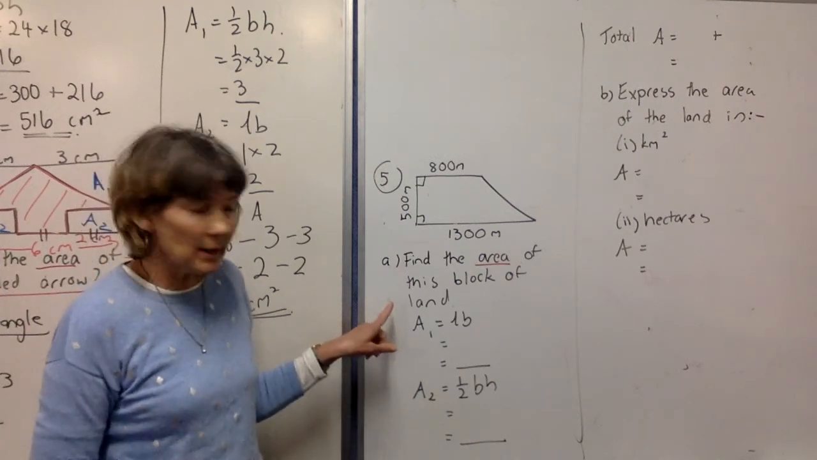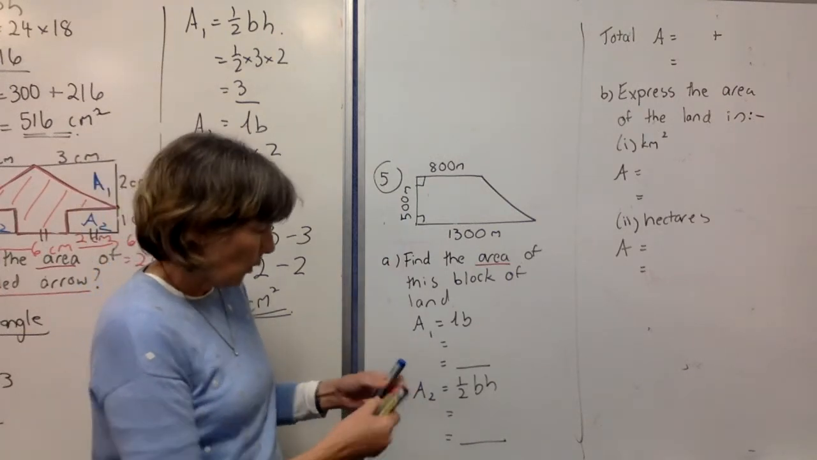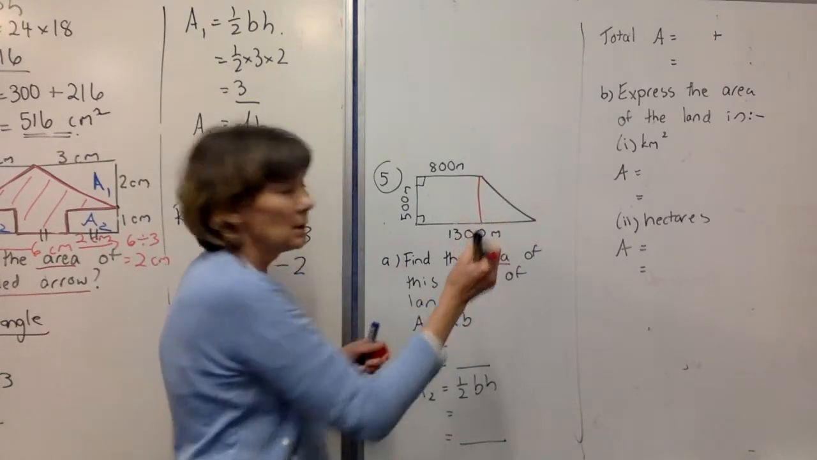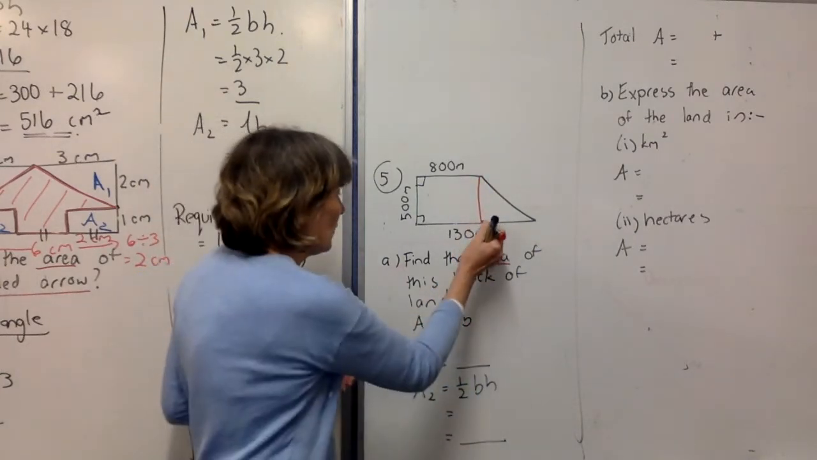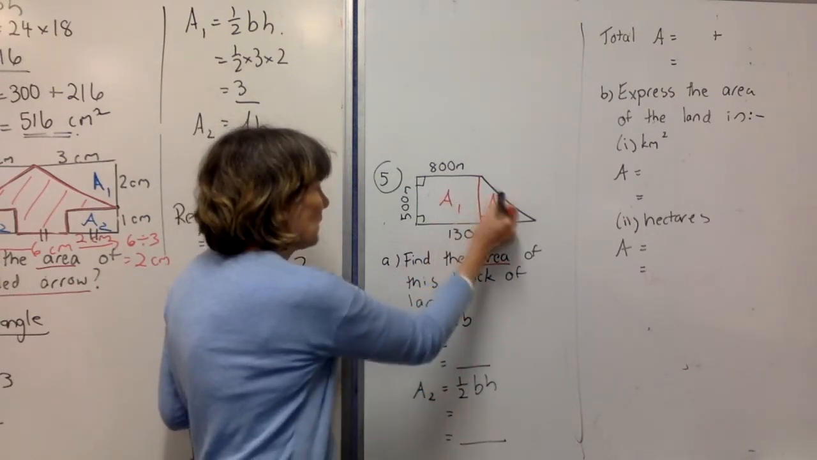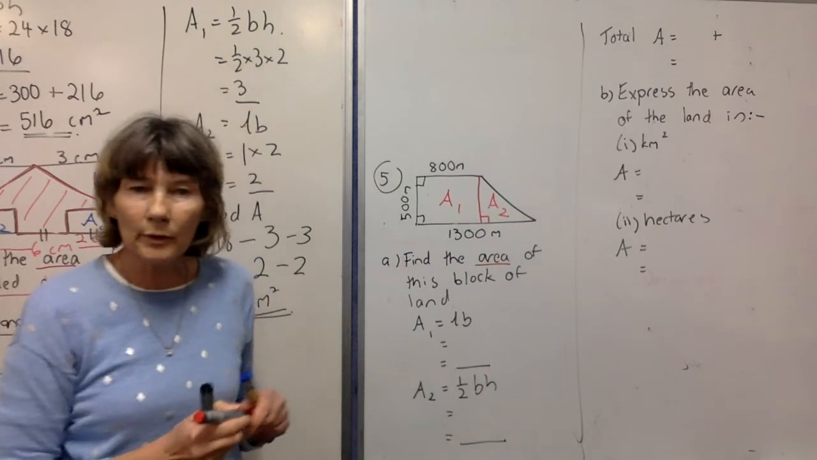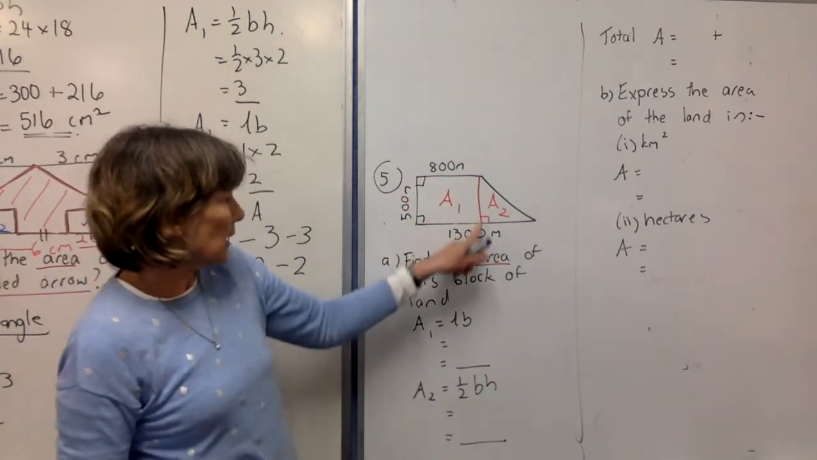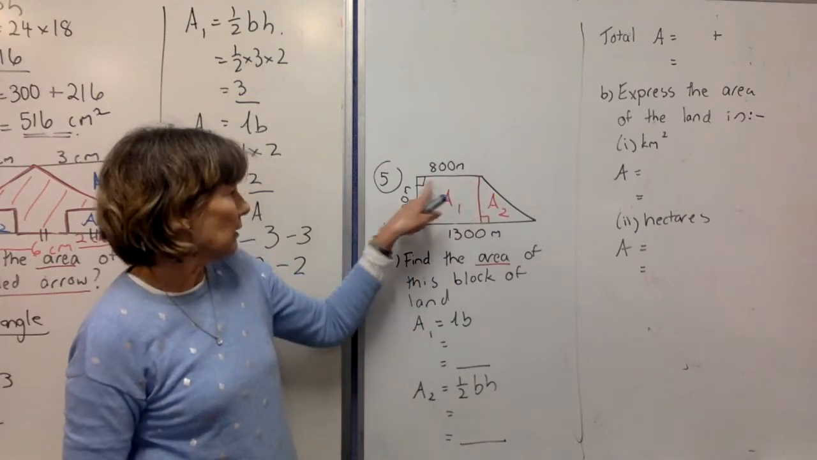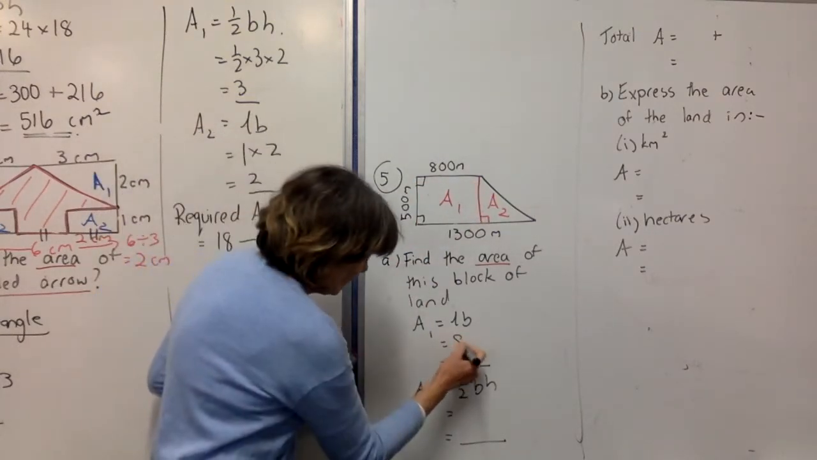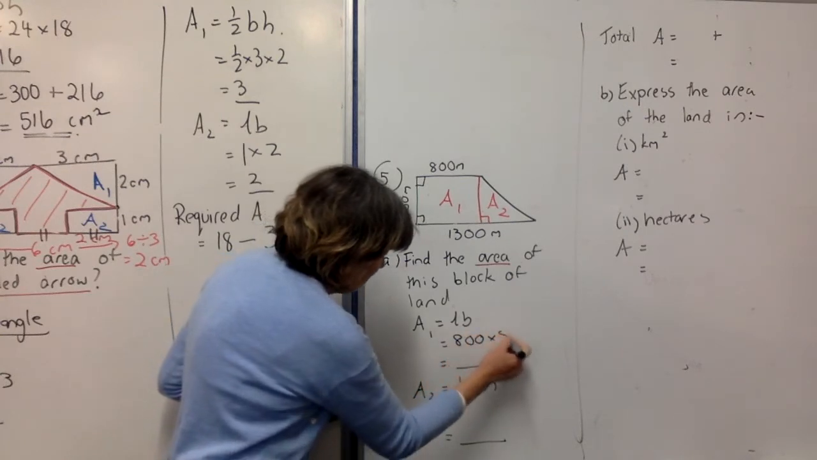All right, so to find the area of the block of land, we're just doing area, so we're not worried about perimeter this time. Get your red pen and draw in that line at a right angle. We're splitting it into 2 shapes. Area 1 for the rectangle, area 2 for the triangle. In the rectangle, that's pretty easy. We've got a length of 800 and a breadth of 500. So let's put those in.